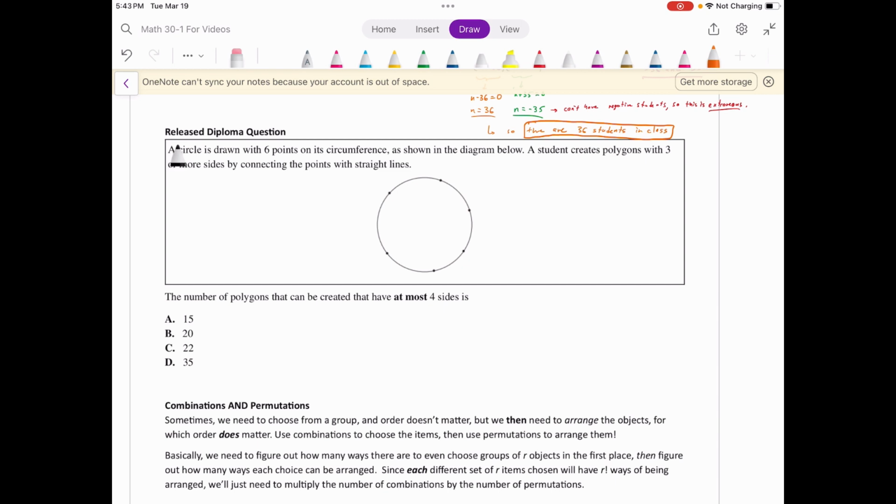So another one straight from a diploma, this time a multiple choice, not a written response, but let's just read the question first so we know what to look for. The number of polygons that can be created that have at most 4 sides. Ooh, at most, okay, sounds like we might have multiple cases. Let's just see what's happening here.